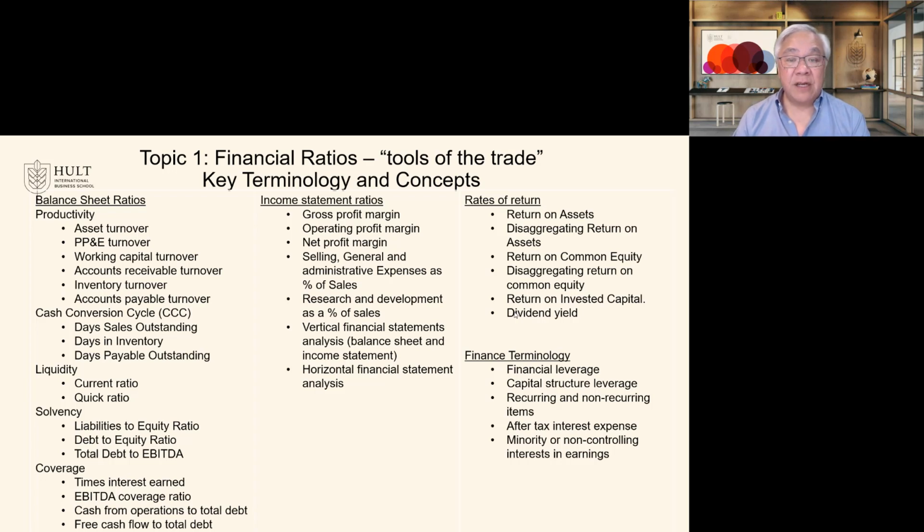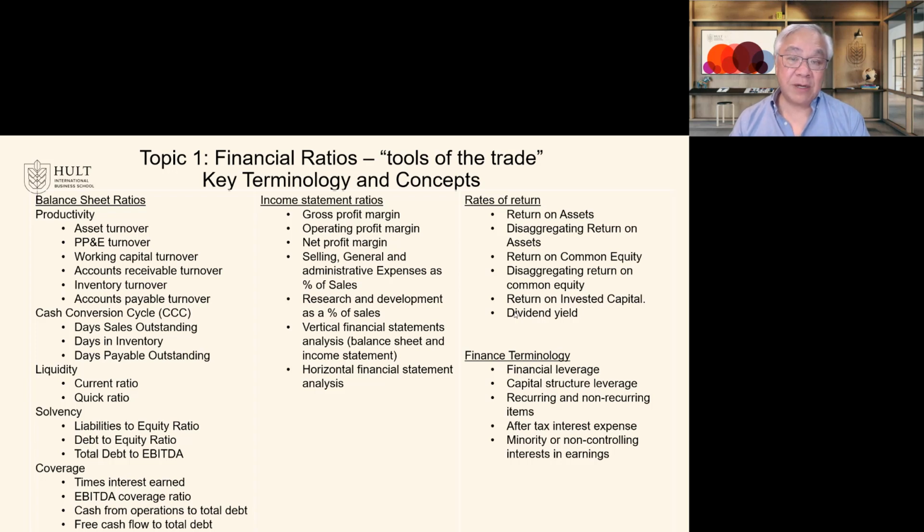The next set of ratios deal with what we call the cash conversion cycle. And this is a relationship between 3 ratios. The first is days sales outstanding, which looks at how fast you collect your receivables. The second is days in inventory, which is how fast you sell your inventory. And the last is days payable outstanding, which is how long it takes for you to pay your bills. And the combination of those lead to one metric called the cash conversion cycle, as measured in days. Hopefully that sounds familiar.